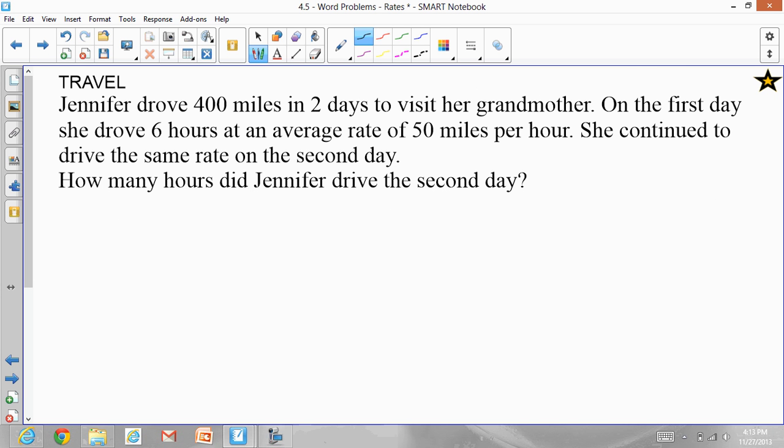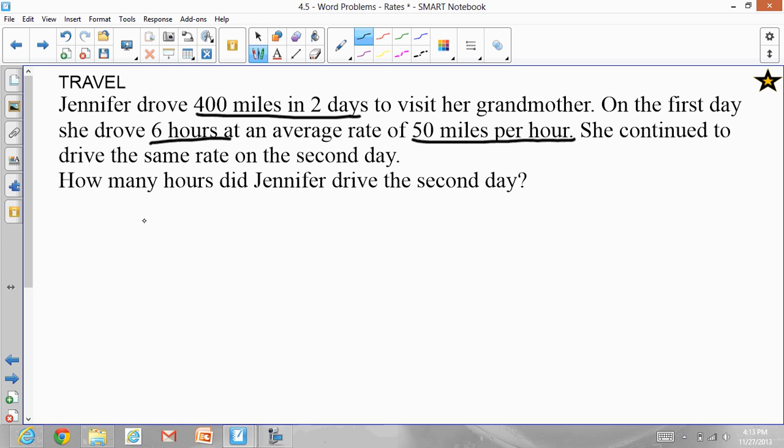Now travel. Pause the video, understand this, and let's do it together. Jennifer drove 400 miles in 2 days to visit her grandmother. On the first day, she drove 6 hours at an average rate of 50 miles per hour. She continued to drive the same rate on the second day. So you cannot take your 400 divided by 2 and say that she's going to do 200 miles on the first day and 200 miles on the second day, because she is traveling at another speed.